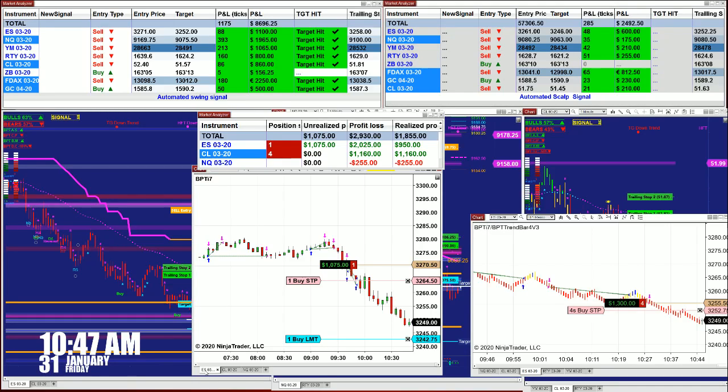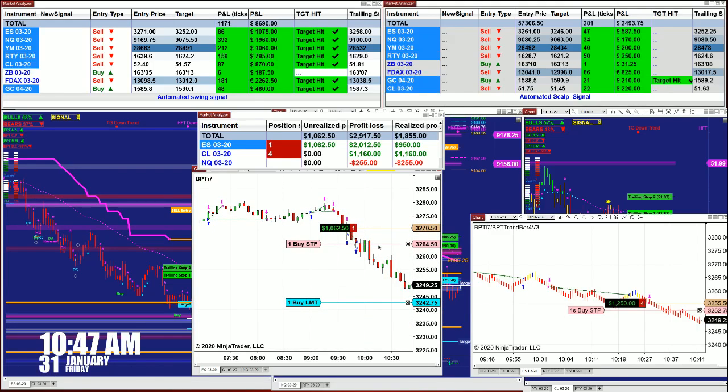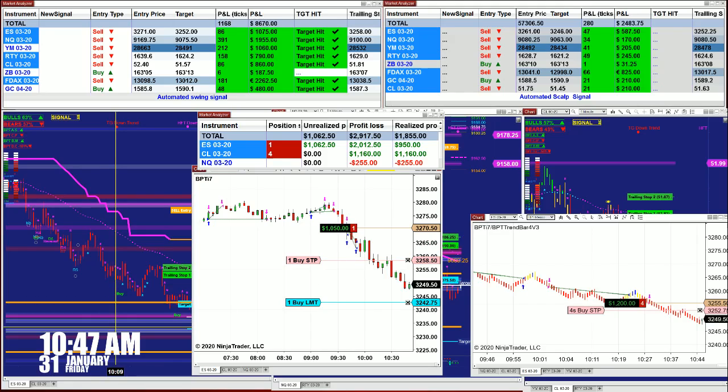I like doing this. I like moving the trailing stops and things. But you don't have to. You can have it automatic.